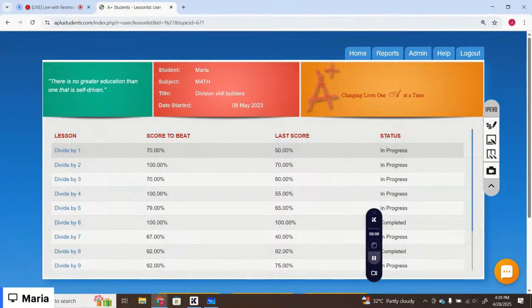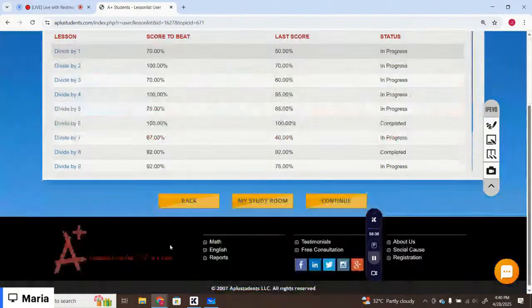So we were working on grade 3 math. The chapter we were working on is division skill builders. The lessons we have covered today are divide by 5, divide by 6, divide by 7, and divide by 8. So please make sure before the next session you can complete all the practice questions for the lessons we just did. That is your homework until next session.